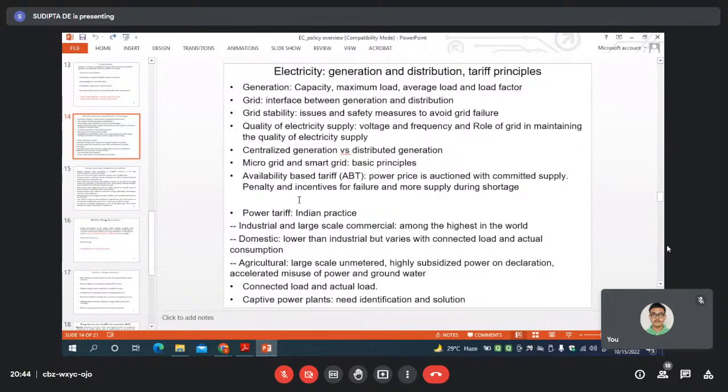Okay. Next sentence, domestic sector in between is rather rational, depending on connected load and actual consumption. Now you have to understand what is connected load and actual consumption and actual load.